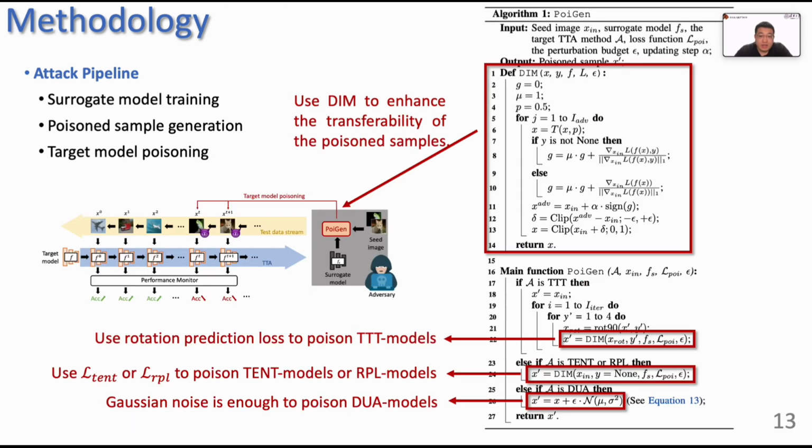Here are more details of the generation process of our poisoned samples. We use DIM to enhance the poisoned sample's transferability, and we use different loss functions to generate adversarial perturbation. For example, we aim to amplify the rotation prediction loss to poison TTA models, and increase the prediction entropy through poison samples to attack TENT models. And to attack DUA models, we prove that just using Gaussian noise is enough.